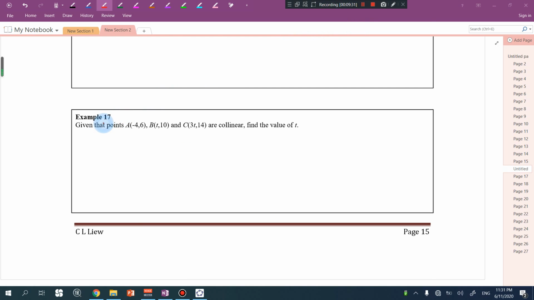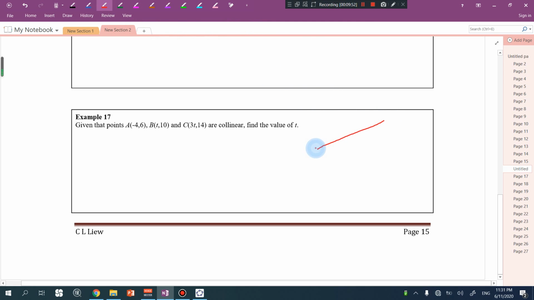Now let's look at this example 17. Given that points A, B, C are collinear. Collinear means that they fall on the same straight line. If they fall on the same straight line, they actually don't have area, right? If they are not collinear, let's say they are not collinear. Okay, let me draw again.